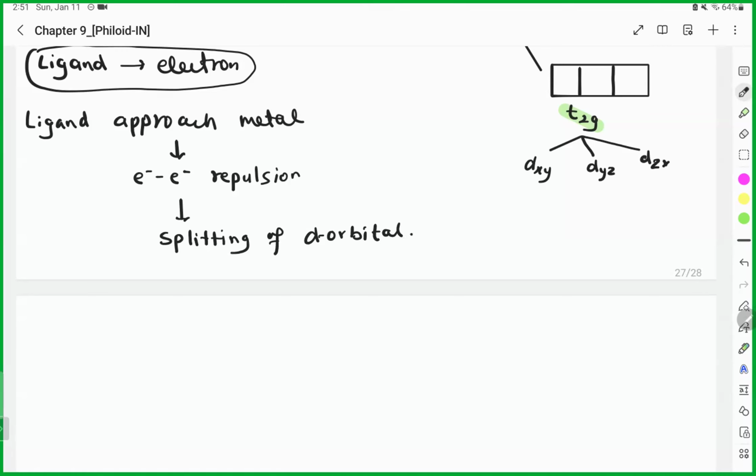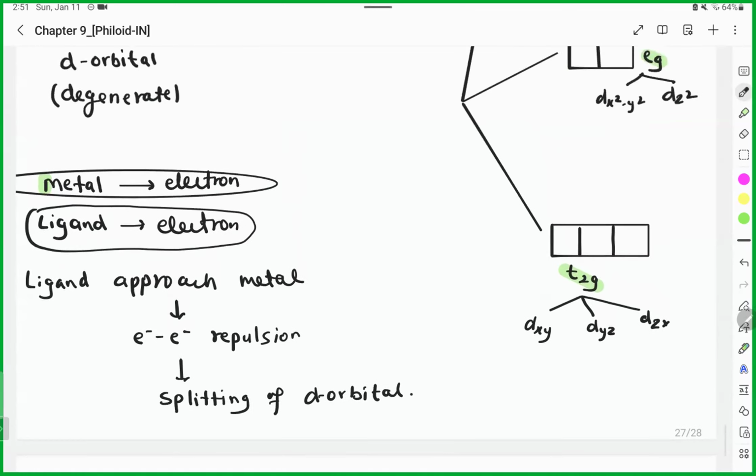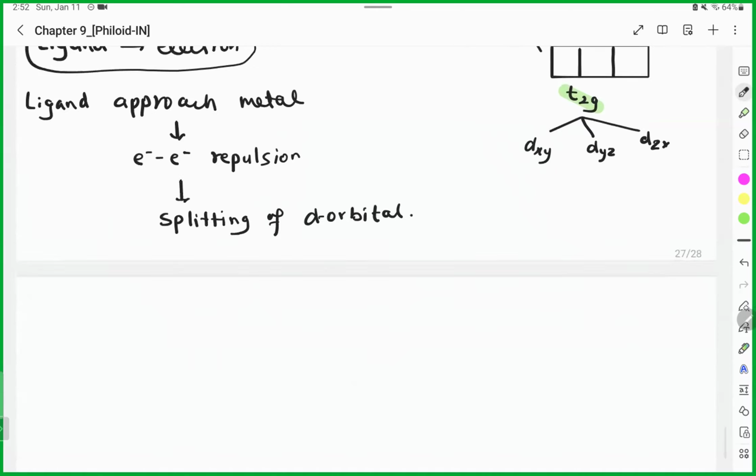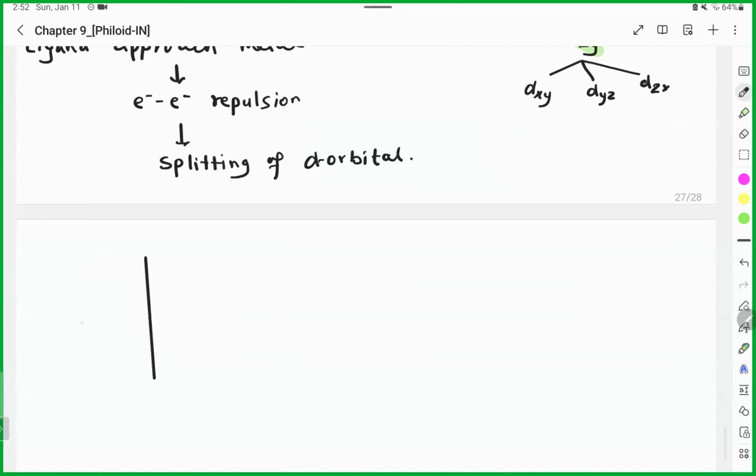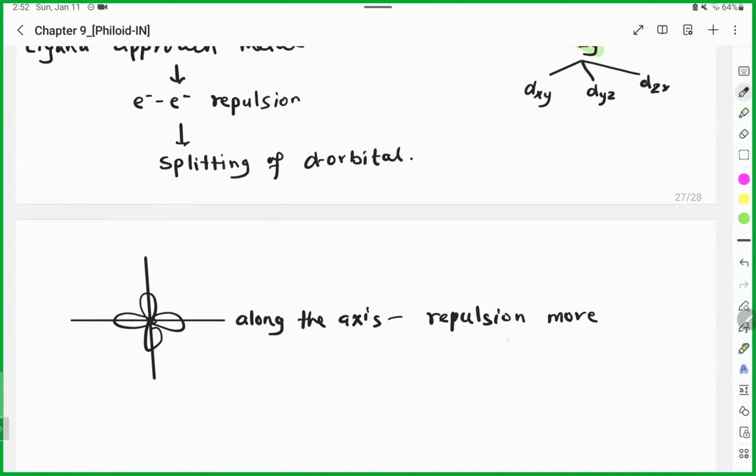The question is still, sir, tell us why EG is above and T2G is below. And the answer is, it is how the ligand approaches. Example, you take dx square minus y square. In this situation, if ligand is approaching in this way along the axis, repulsion will be more. And if repulsion is more, then energy level will be more.